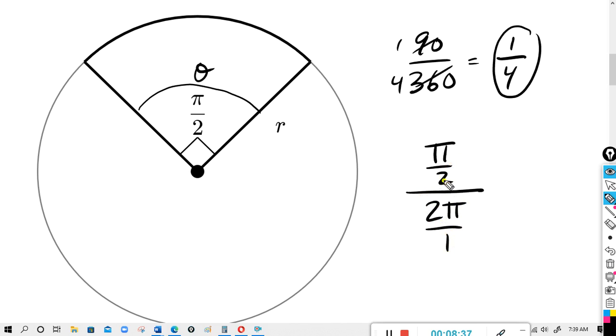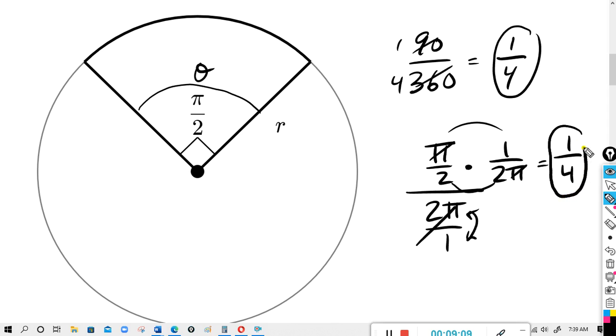All right. So we keep pi over 2. We change division to multiplication. And we flip 2 pi over 1. In other words, just take the reciprocal and make it 1 over 2 pi. All right. So this is gone. And now we can multiply instead. Pi in the numerator, pi in the denominator. Those cancel. And we just have the 1 in the numerator and 2 times 2 in the denominator.